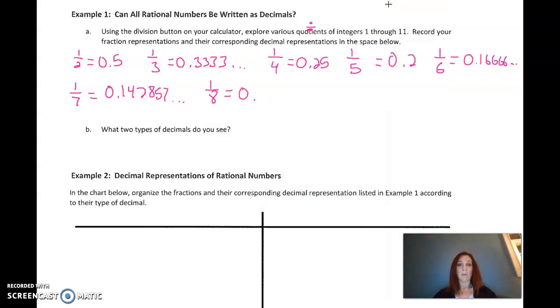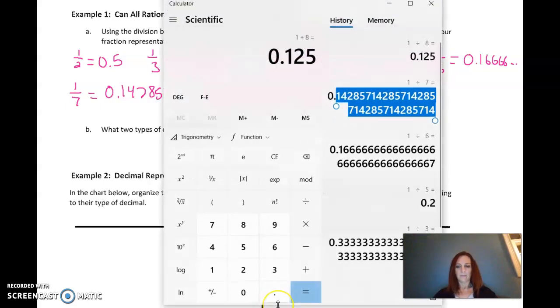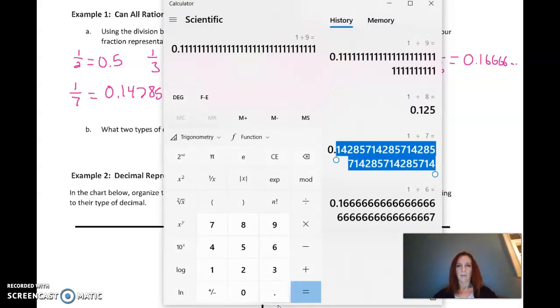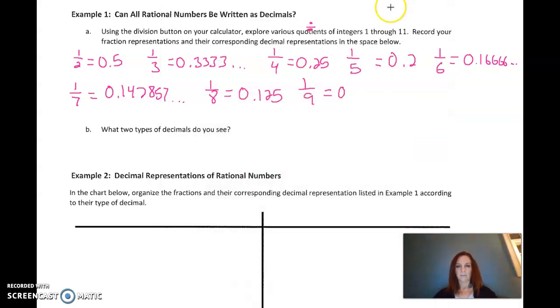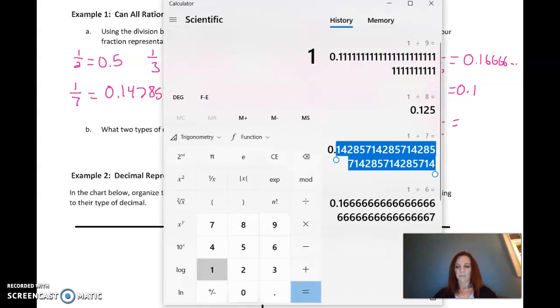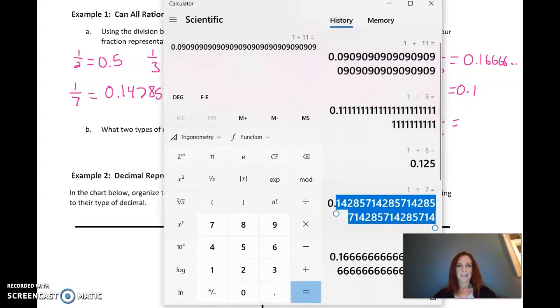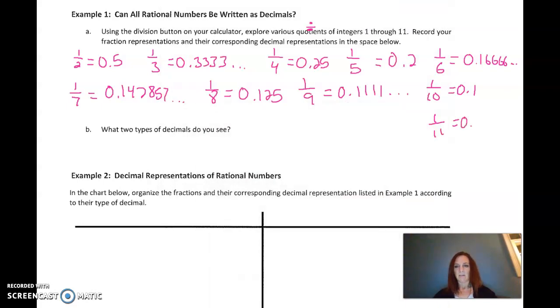1 divided by 8, 0.125. 1/9 is 0.1 repeating. 1/10, well, 1/10, I know that's 0.1. And 1/11, 0.090909.